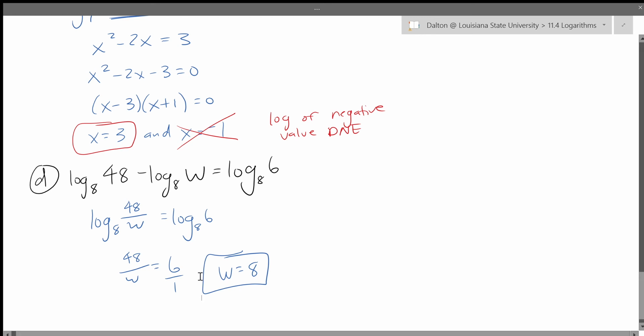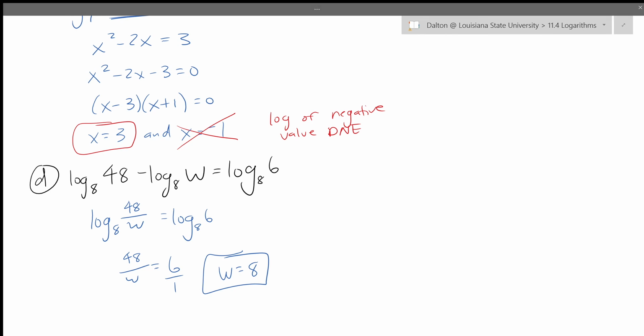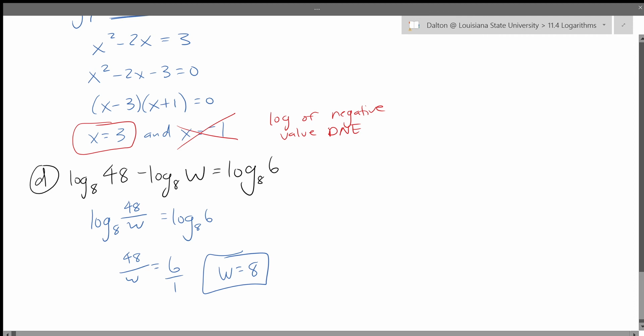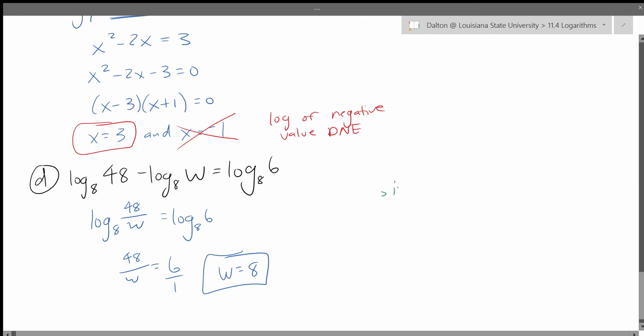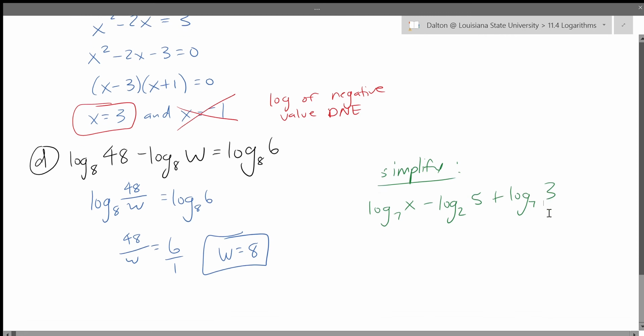I've also had good questions earlier today asking if I will ever give you a question that involves bases that are not the same. And the answer is maybe. Now, I won't give you a solution because I haven't told you how to change those bases quite yet, but I might give you a question to simplify. I might say, okay, log base 7 of x minus log base 2 of 5 plus log base 7 of 3. If I ask you to simplify that, you can use some of your properties, but only for the bases that are the same.